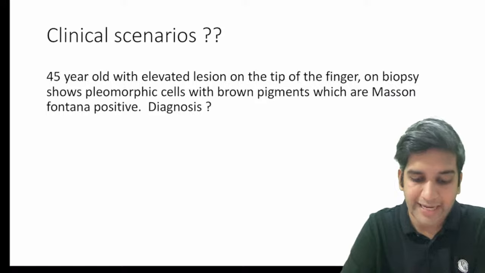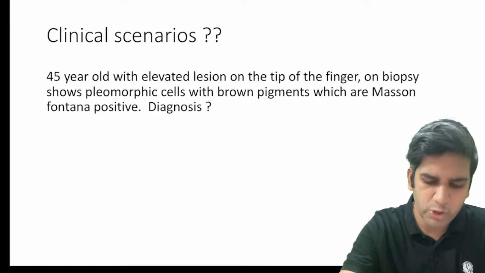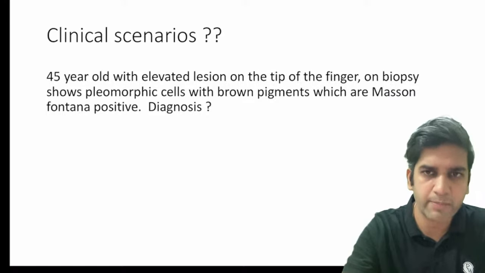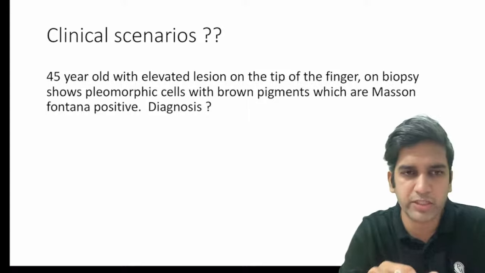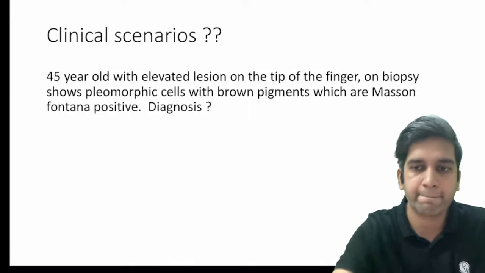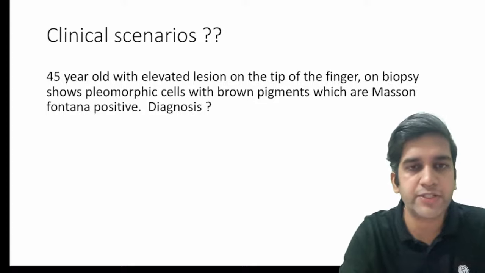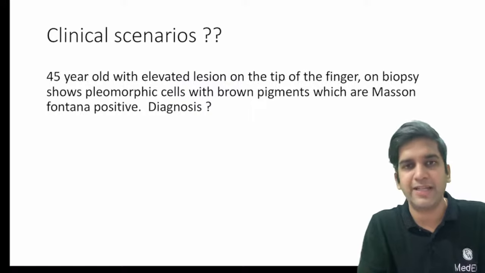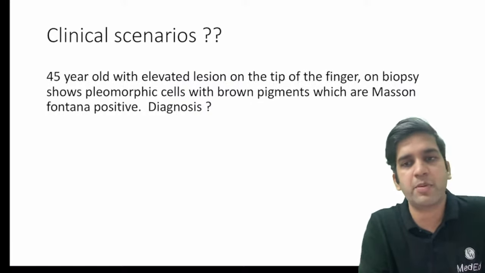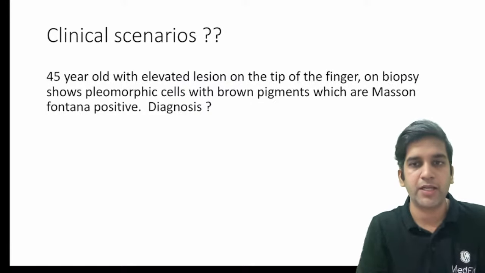whole person, elevated lesion in the tip of the finger, pleomorphic cells, brown pigments which are Masson-Fontana positive. Possibilities. It's melanin, obviously. Masson-Fontana positive has to be melanin. So tell me a diagnosis.